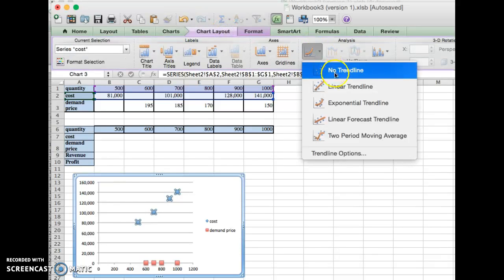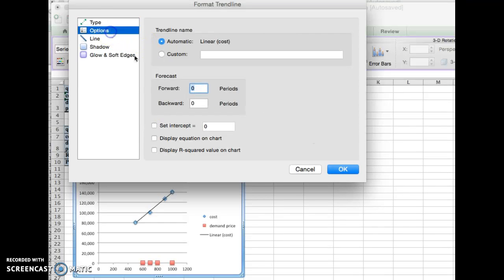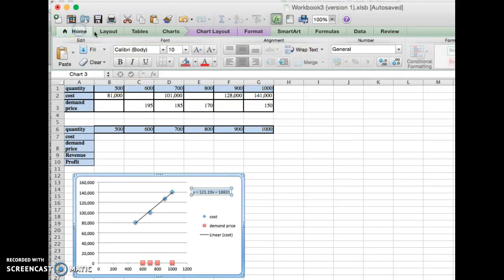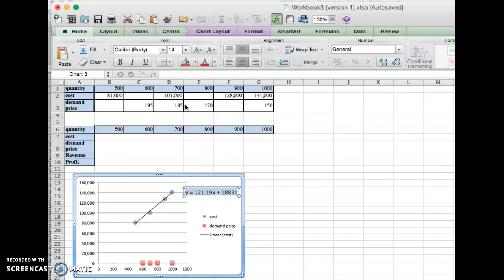And we will do a trend line. It's linear, and we want to display the equation because we need to know what to work with. I want to display that a little larger for myself so that I can make sure that I can read it well, so I'm not making any typos.